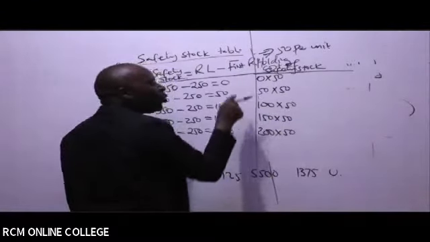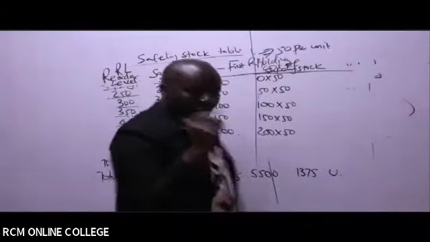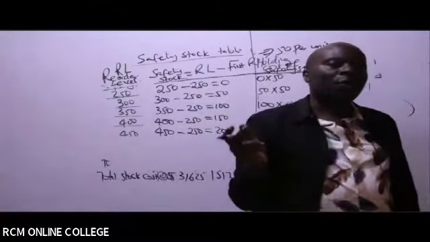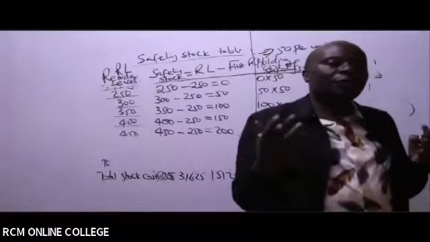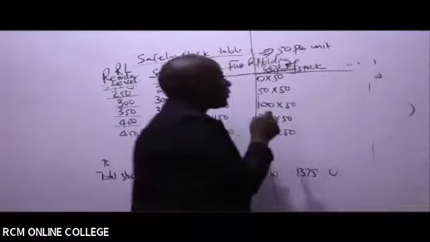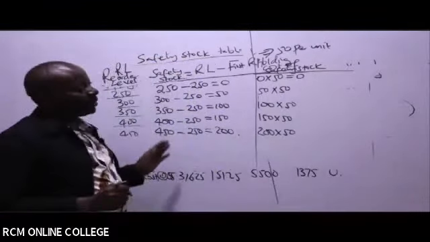Somebody may ask, why are you not dividing this Q over 2? Because you told us at some point that to get holding cost, we normally take Q over 2 times HC. Why are you taking just the safety stock times HC the way it is? I'll explain. But first of all, give me these numbers. The first one will be 0.